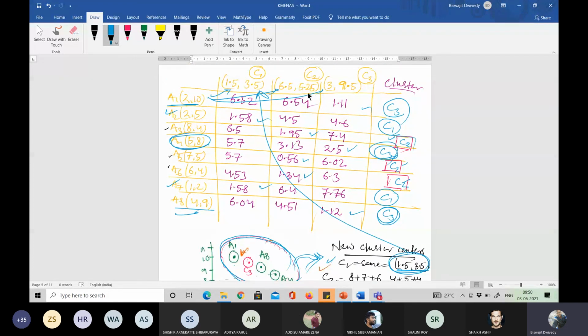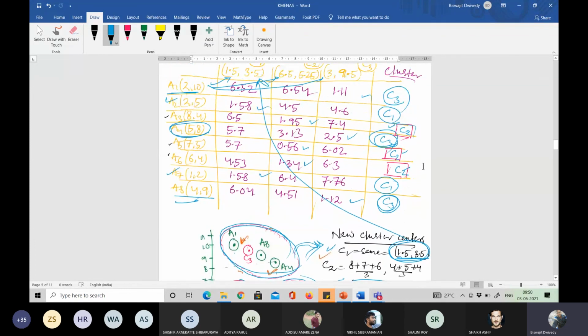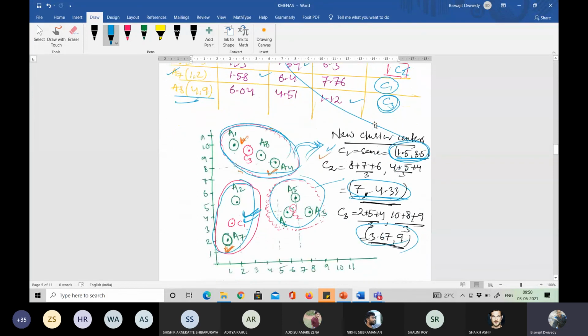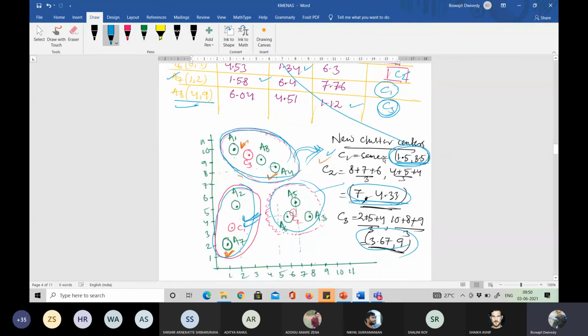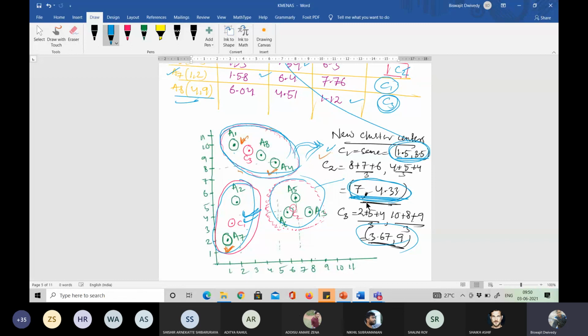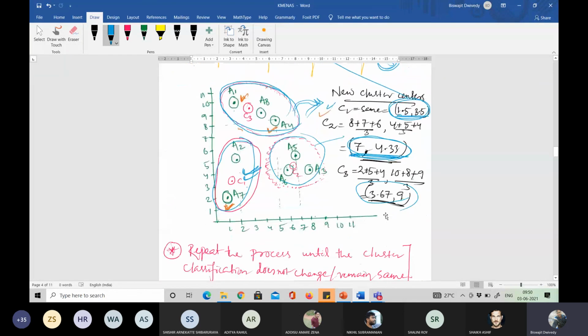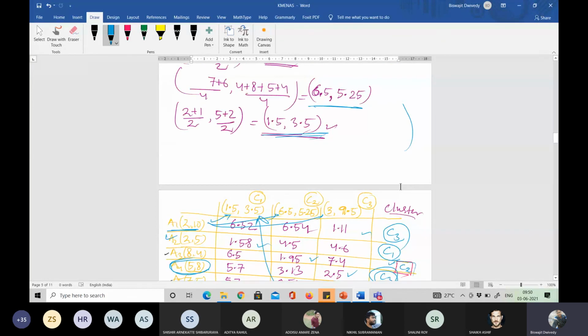Only two cluster centers are changing. But after this step, you can see the cluster centers are not changing significantly. Your previous cluster center was 6.5 and 2.25, and after the update it becomes 7 and 4.33. So there are no significant changes. Similarly, here 3 and 9.5 was there previously, and here it becomes 3.67 and 9. So there are no significant changes.